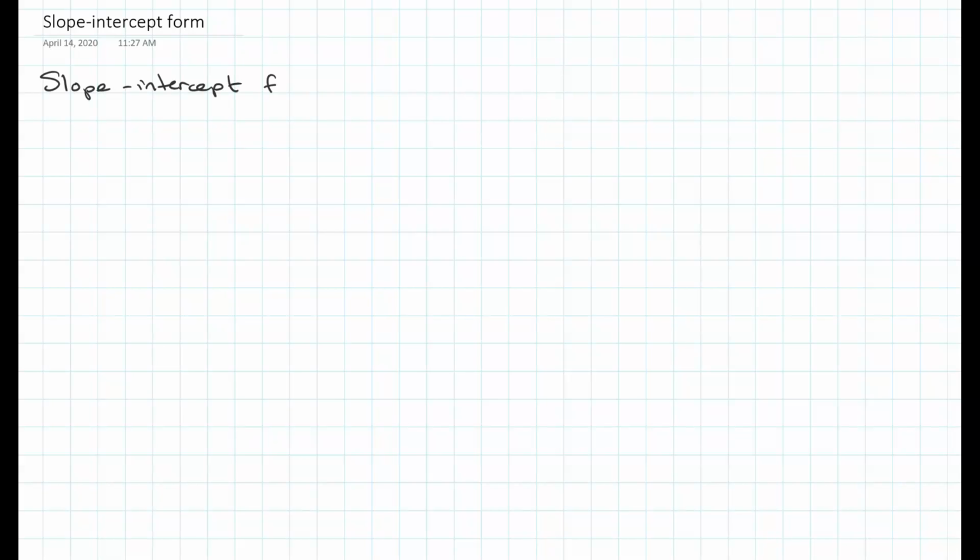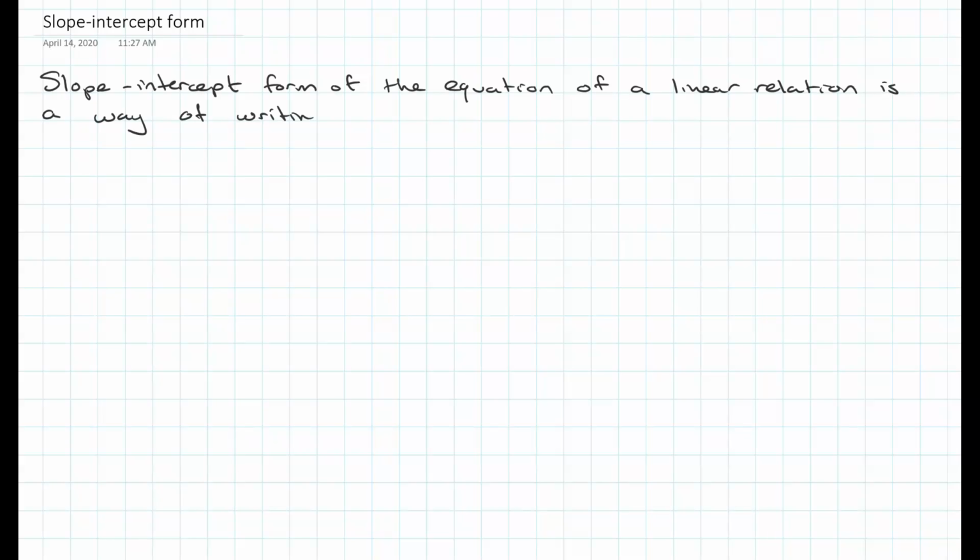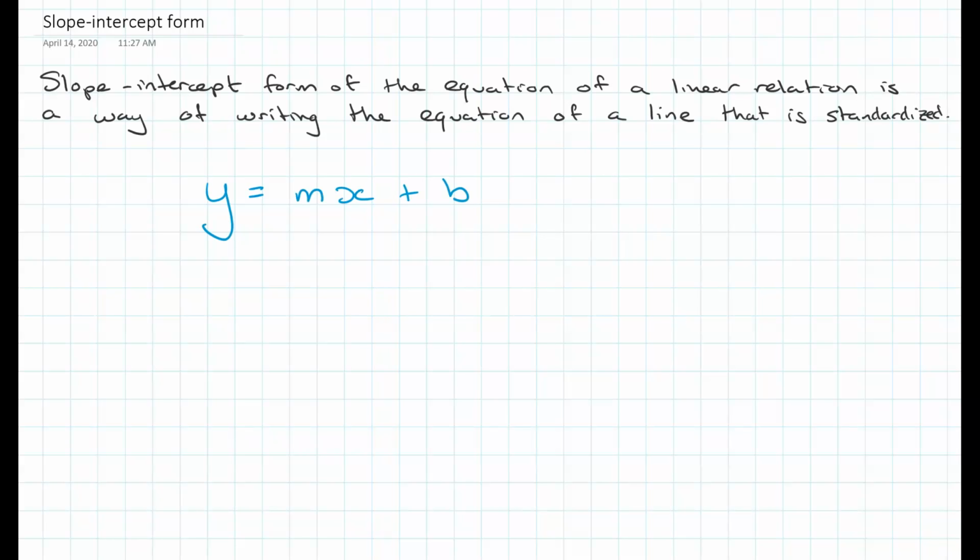Slope-intercept form, which is a really fancy way of saying the way we write the equation of a linear relation. And we want to write it in a way that is standardized or consistent so people can identify. And that form is y = mx + b, where m is the slope of the line and b is the y-intercept of the line. Hence why it's called slope-intercept form.